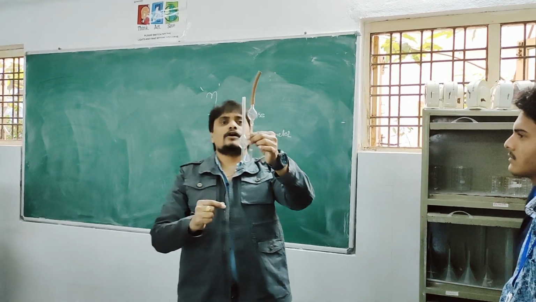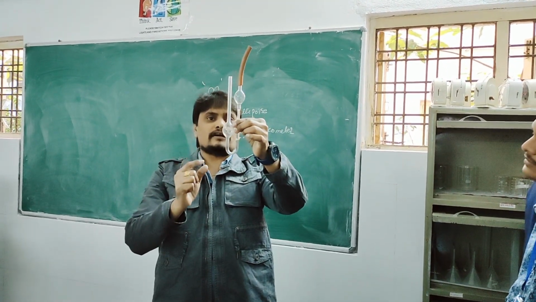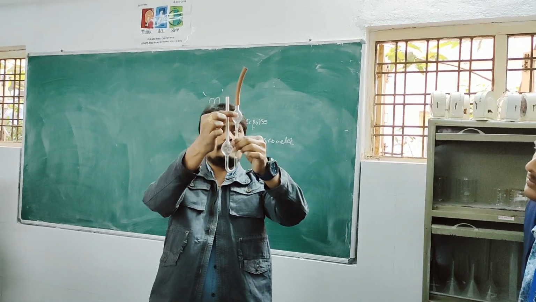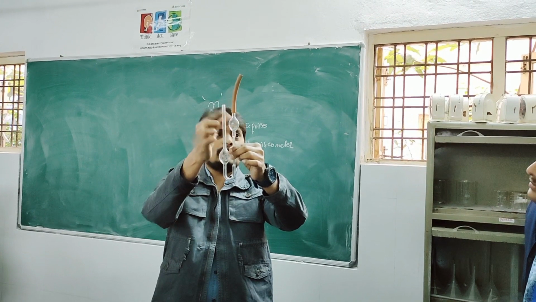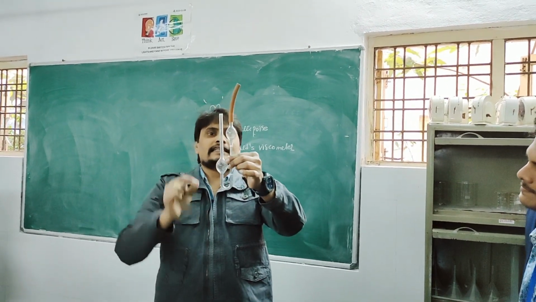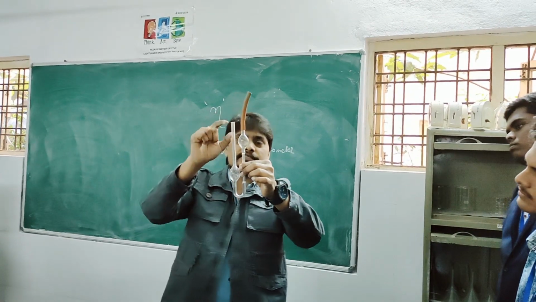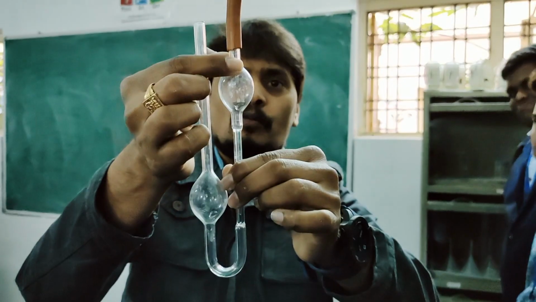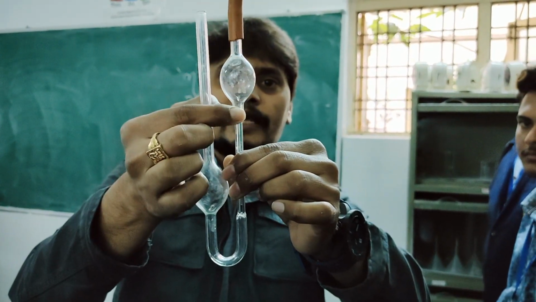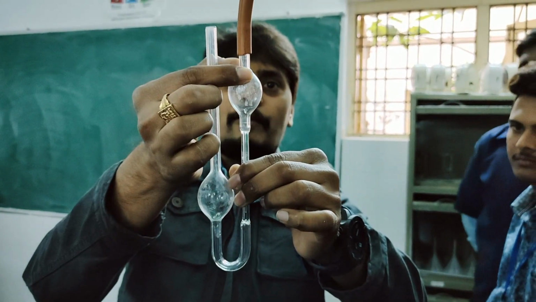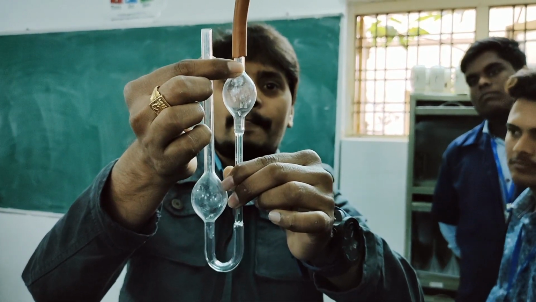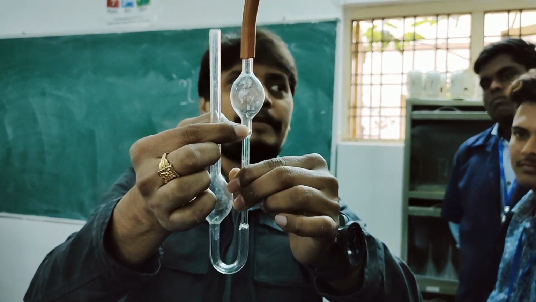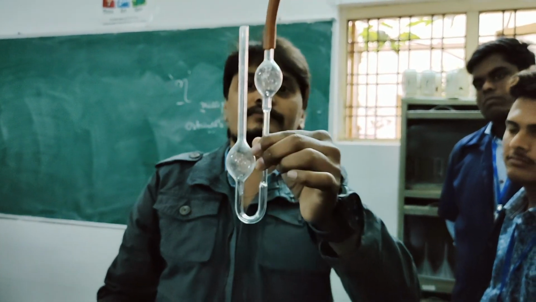Listen carefully. This Ostwald's viscometer comprises two bulbs, the lower bulb and the upper bulb. The upper bulb has two marks, one above and one below. Let us assume the above mark is mark A, and the below mark is mark B.